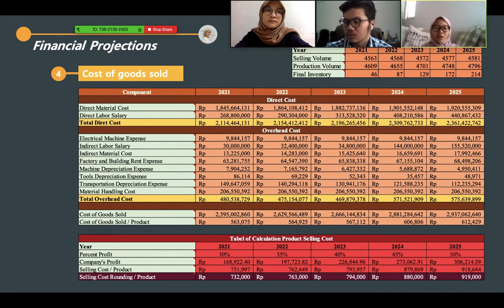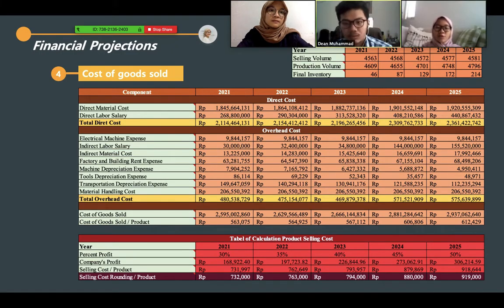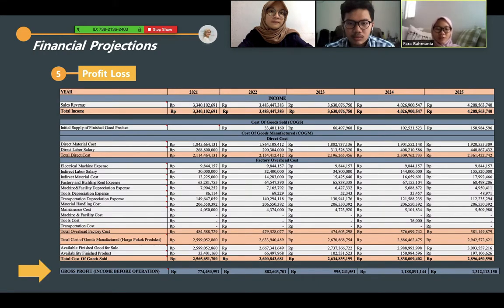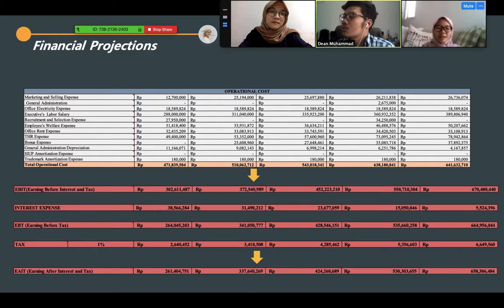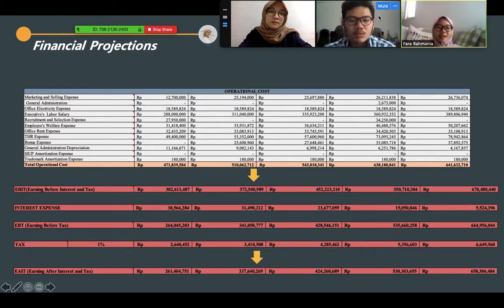This is the cost of goods sold. Here, we know the total direct cost and total overhead cost. So for the cost of goods sold, we just sum the total direct cost with the total overhead cost. And for the cost of goods sold per product, we divide the cost of goods sold by the production volume. This is our profit loss. Here, we count the gross profit, the earning before interest and tax, the interest expense, and the earning before tax. The tax that we use is 1%, and then we know the earning after interest and tax.